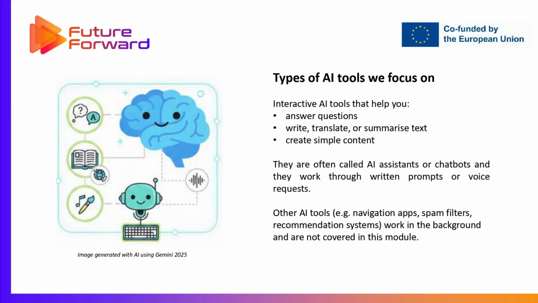Before we begin, it's useful to know which types of AI tools these instructions apply to. In this module, we'll focus mainly on AI tools that you interact with directly to do something such as answer questions, help you write or translate text, summarize information, or create simple content. These are often called AI assistants or chatbots, and they work through written prompts or voice requests. Many other AI tools work in the background: navigation apps, spam filters, or recommendation systems, but they don't require you to set up an account or write instructions.